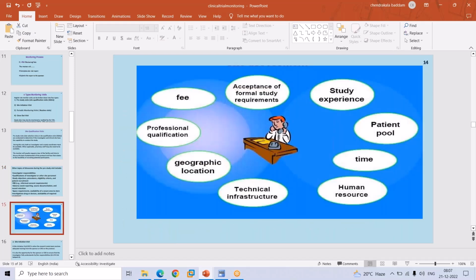In site selection, these are all they check: experience, patient pool, time, human resources, technical infrastructure, geographical location of the site, qualification of investigators and other staff, fee, acceptance of requirements, and study requirements.